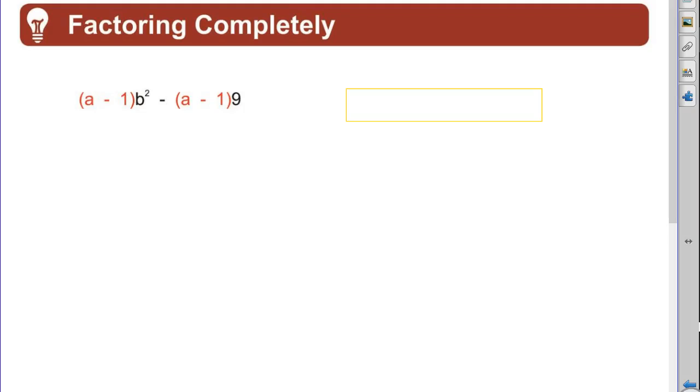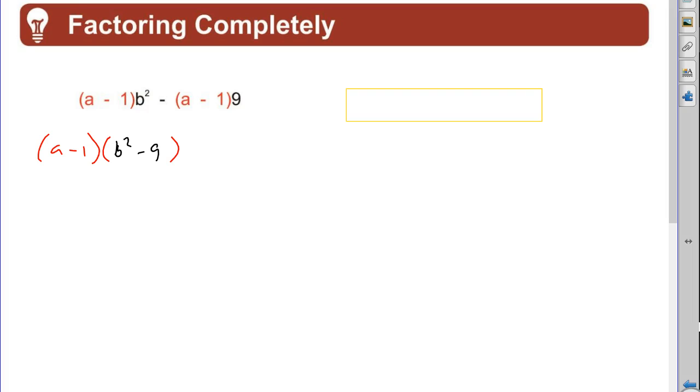All right, so this is the Algebra 1 quick review of factoring completely. And the first example here is kind of an abstract example, but it's really factoring out the common factor. So we have a quantity a minus 1 times b squared and a quantity a minus 1 times 9. And we can factor out this common factor. So you get an a minus 1 out, and what's left inside is b squared minus 9.